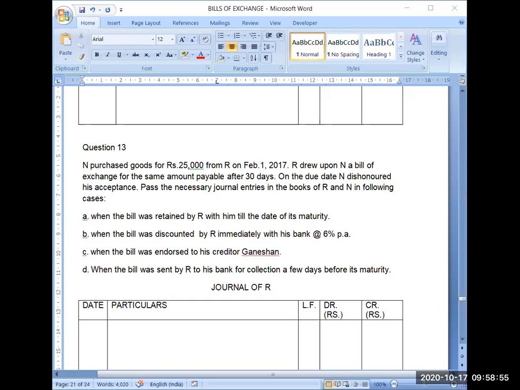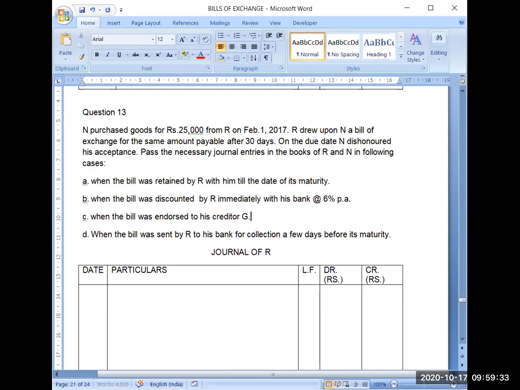So now see, the first case is given when the bill was retained by R with him till the date of its maturity. When the bill was discounted by R immediately with his bank at the rate of 6% per annum. When the bill was endorsed to his creditor G, we will make its name short G. When the bill was sent by R to his bank for collection a few days before its maturity. So you can see that this question has been combined for all the learning which you have done till now. So it will summarize your learning.